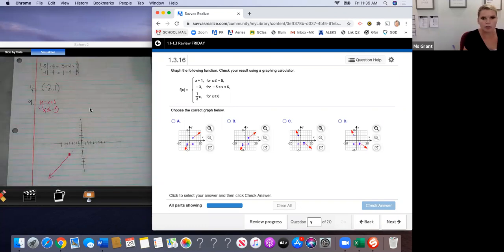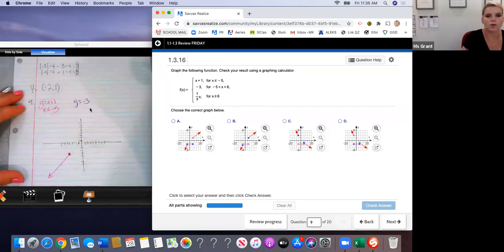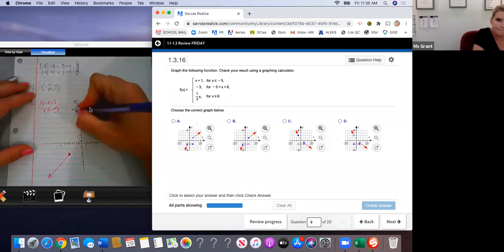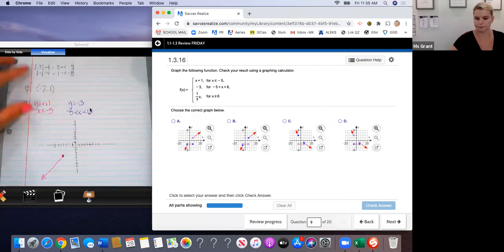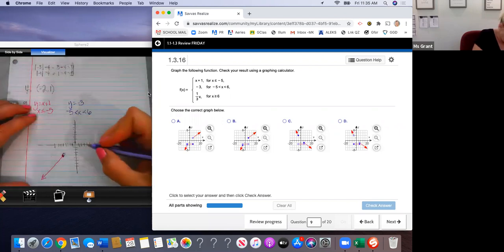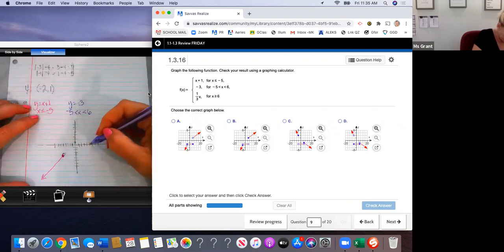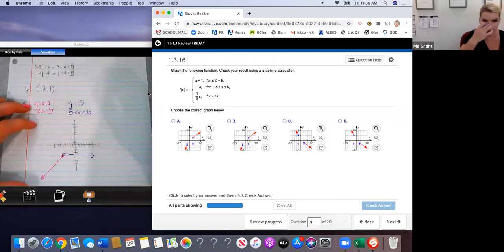Let's do purple. Y equals -3. That's a horizontal line at -3. It's in between -5 and 6. So I'm going to do open circles at -5 and then open circle at +6. Okay.